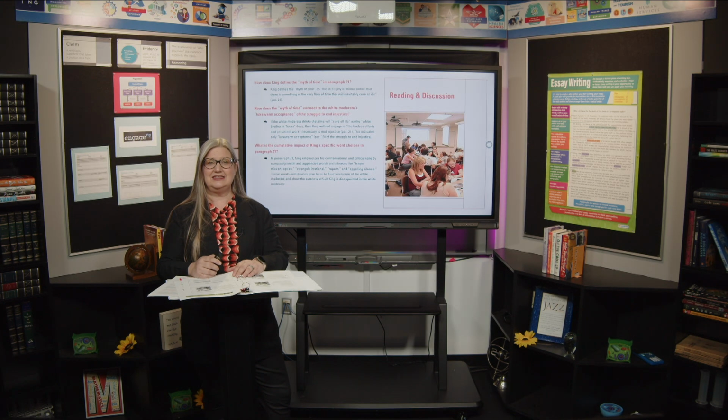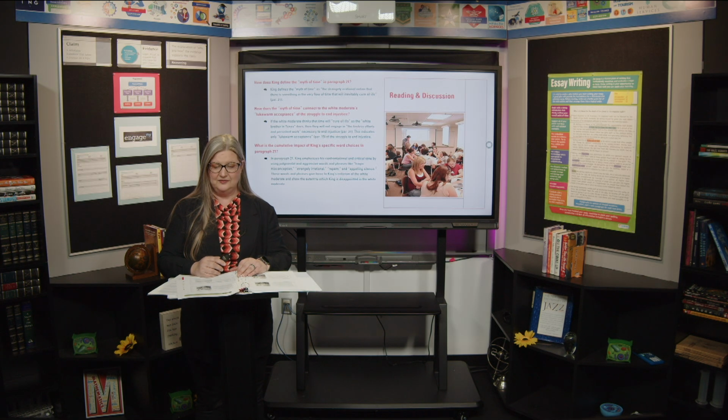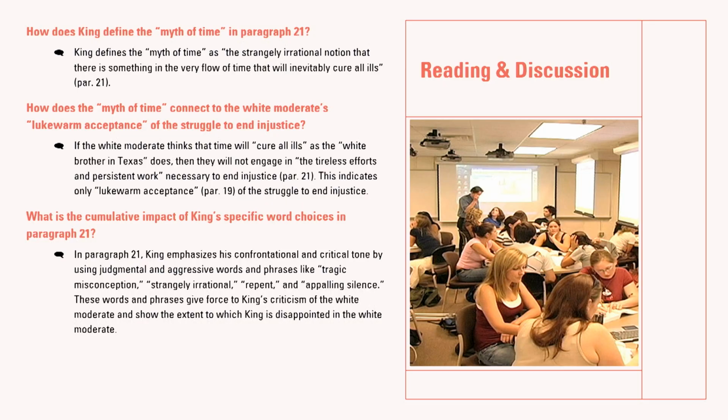Good job. Now let's look at the next set of questions. How does King define the myth of time in paragraph 21? And then how does the myth of time connect to the white moderate's lukewarm acceptance of the struggle to end injustice? And then what is the cumulative impact of King's specific word choices in paragraph 21? Let's do this just like we did the last set of questions. Let's have someone in the class read the response and read what they have as well as what's on the board in front of you.